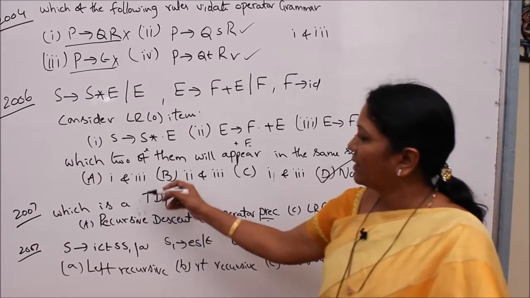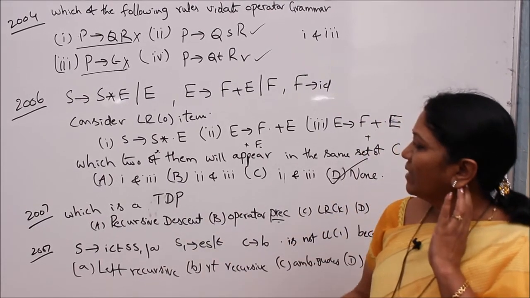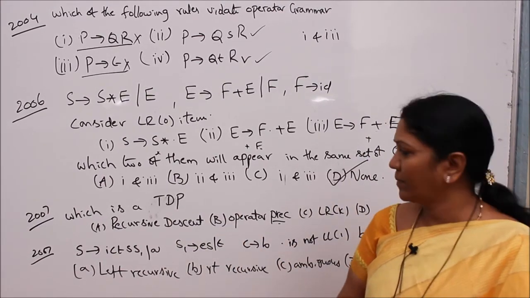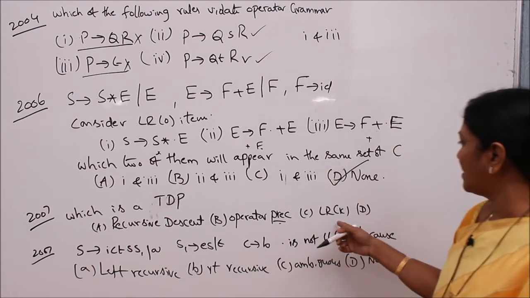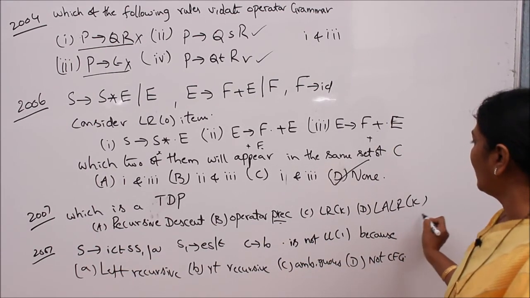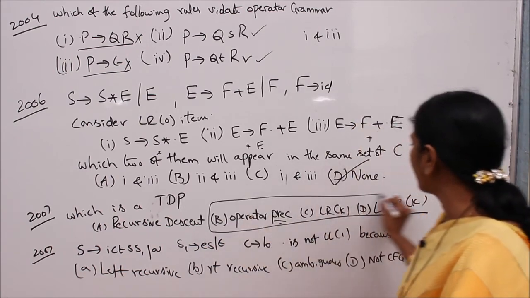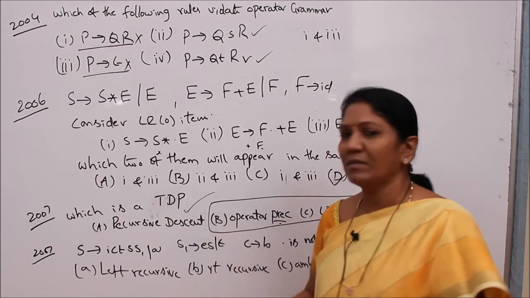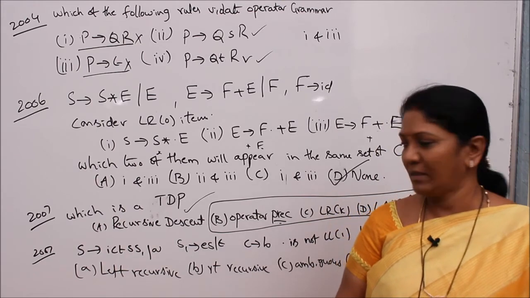And another question, simplest, which is: which of the following is a top down parser? Recursive descent, operator precedence, LRK and LALRK. Which one? We know all these are nothing but bottom up parsers. So the only top down parser is recursive descent.